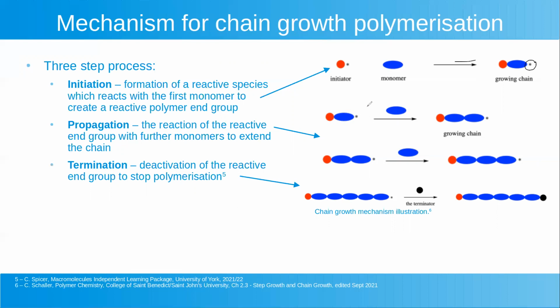During the propagation step, this reactive end group on the start of our polymer chain will react with a further monomer to create a longer chain, which will still have this reactive end group, and so on. This will continue until we add in a terminator, which will deactivate the reactive end group, ending the increase in size of our polymer. So, stopping the polymerization.